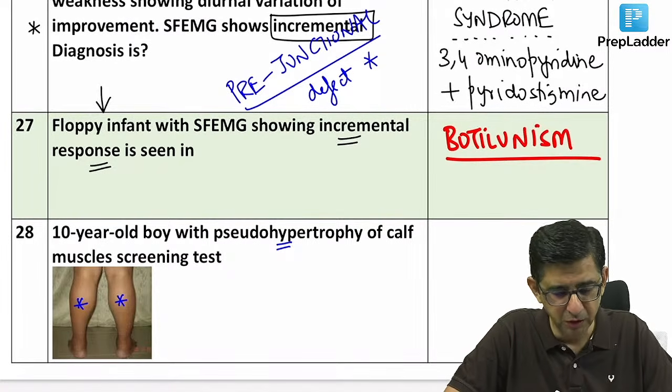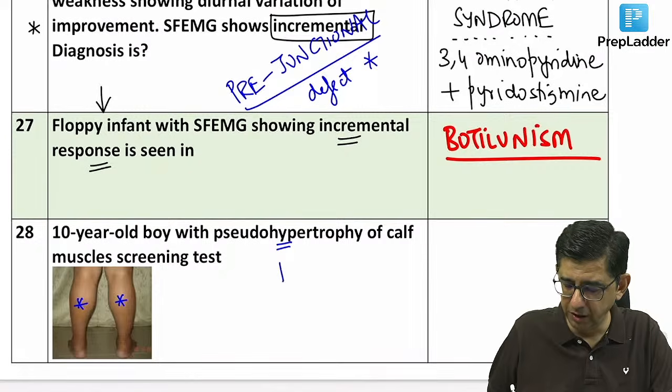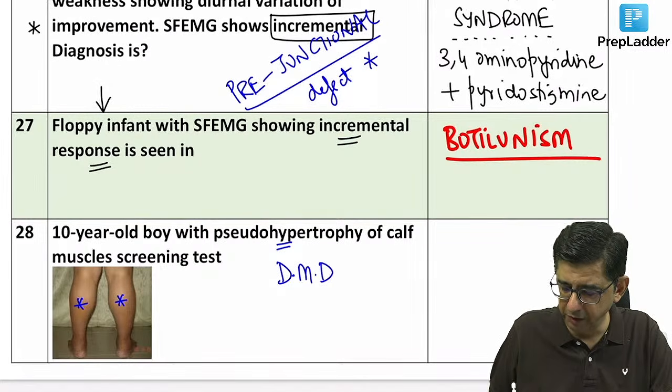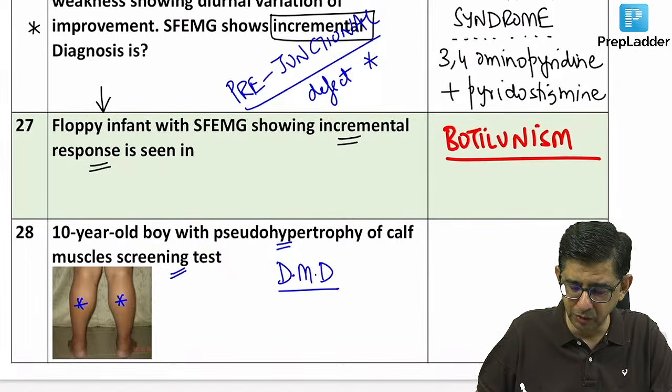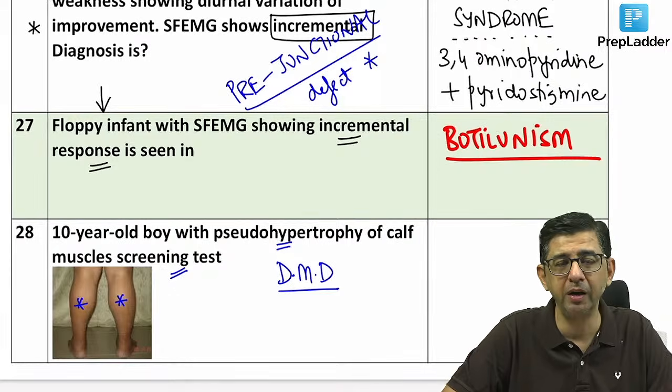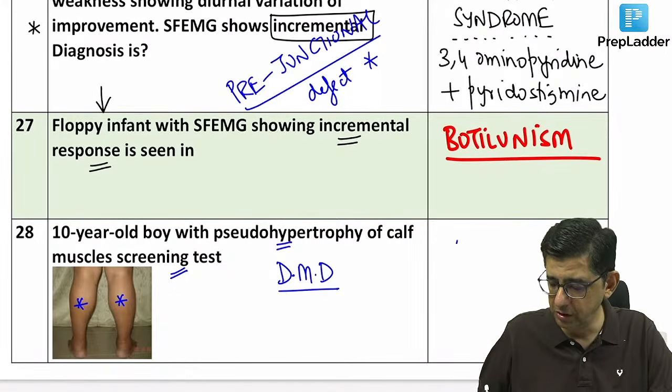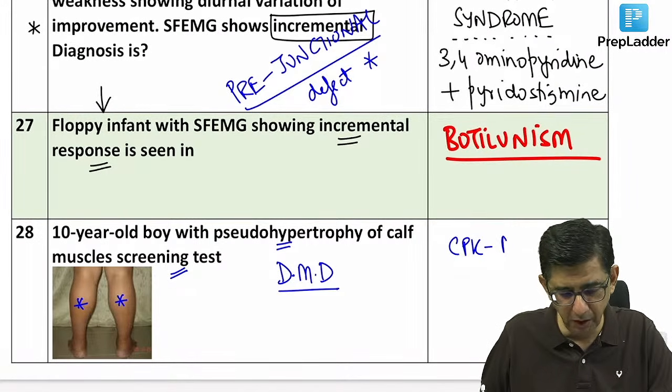He's not asking you the diagnosis. He's asking what the screening test is for this condition. The diagnosis is pretty straightforward: it is Duchenne's muscular dystrophy. He's asking you the screening test here. So that's the one-liner to remember: screening test for Duchenne's muscular dystrophy. Your answer would be CPK MM levels. Yes, it is CPK MM levels.